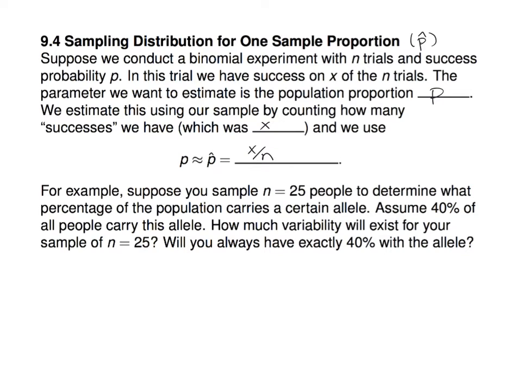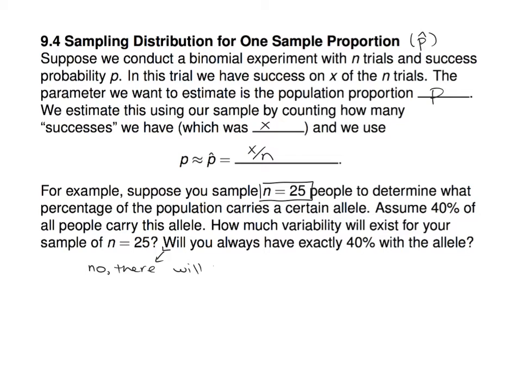So for example, suppose you sample 25 people to try to figure out what percentage of the population carries a certain allele. Let's assume that the true population parameter is 40%. The question we want to answer with these sampling distributions is how much variability will exist for your sample of n equals 25? Will you always have exactly 40% with the allele? And the answer to that question definitely is no.